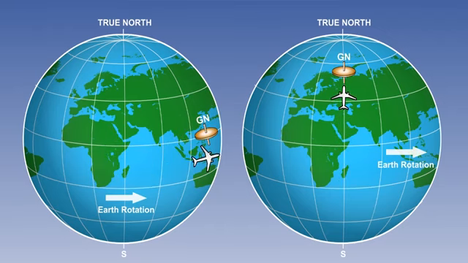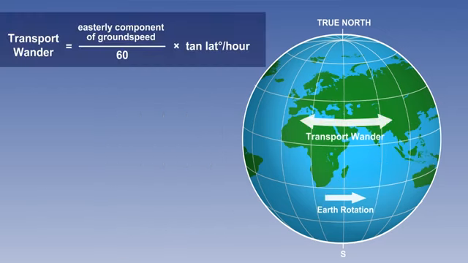The formula for transport wander is: transport wander equals the easterly component of ground speed divided by 60 times the tan of the latitude, in degrees per hour. For the purpose of calculations, transport wander in the northern hemisphere is designated minus in an easterly direction and positive in a westerly direction. We will look at a simple way to work this out in the companion lesson on drift rate calculations.